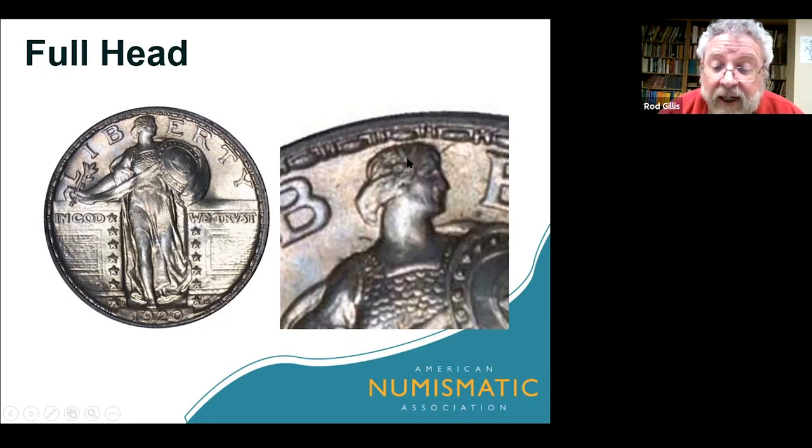Please don't misunderstand. Full strike does not equate with coins that are not mint state. If it doesn't have those things, that doesn't mean there's wear there. That just means it was not fully struck. And so you could have a mint state standing Liberty quarter that does not have an ear hole, okay? It's just those that are fully struck are sold at a premium because most of the mint state standing Liberty quarters do not have those features.